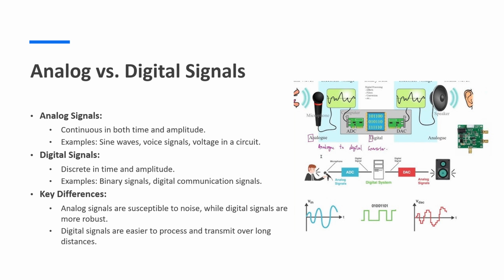The key difference between analog signals and digital signals: analog signals are more susceptible to noise, while digital signals are more robust. Digital signals are easier to process and transmit over long distances. So an analog signal, it won't reach a long distance, but digital signals will reach a long distance.